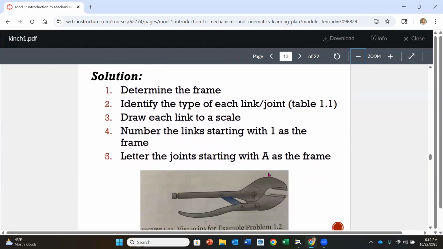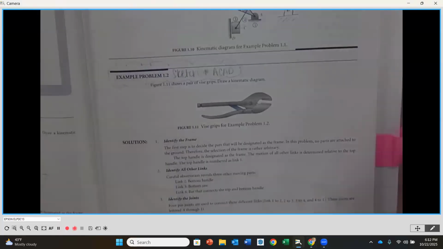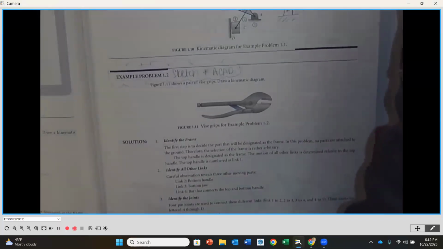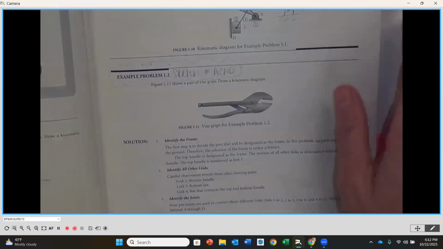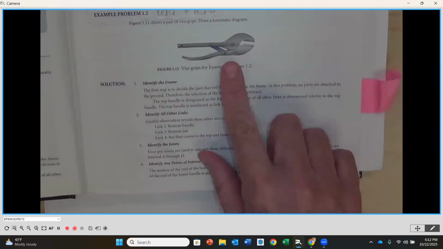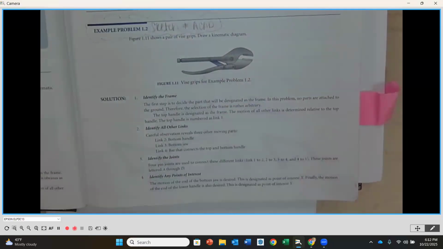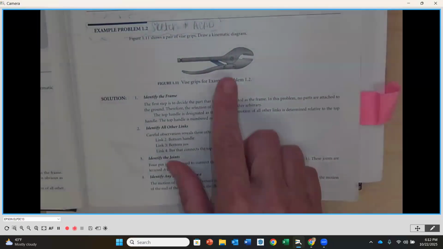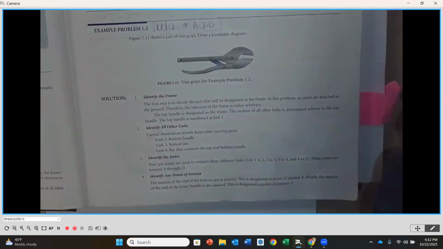Example 1.2 is found on page 7, about halfway down. And we are going to be looking at the kinematic diagram here for a vice grips, okay? Now, you'll be able to see this a little bit closer. I'm not sure why I'm not able to.